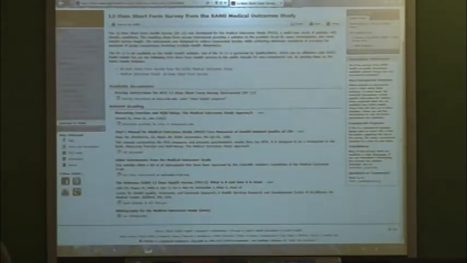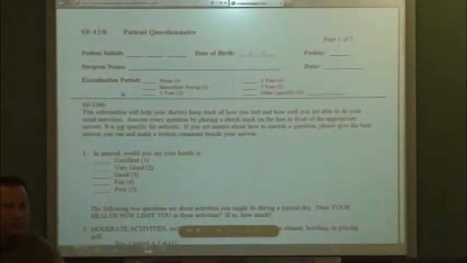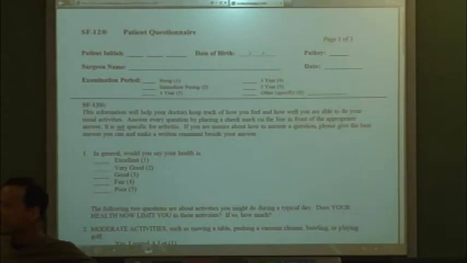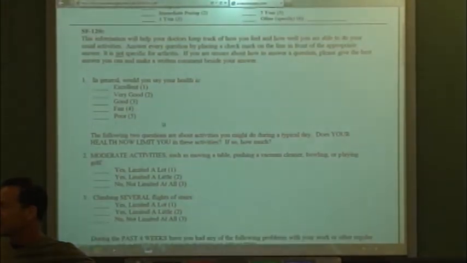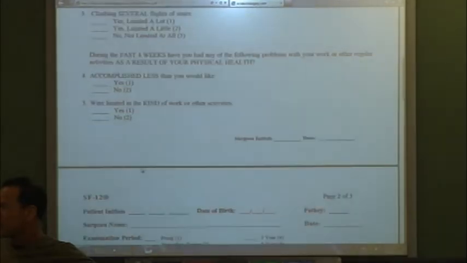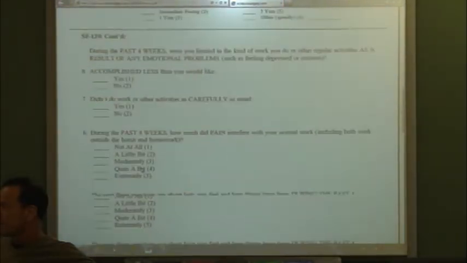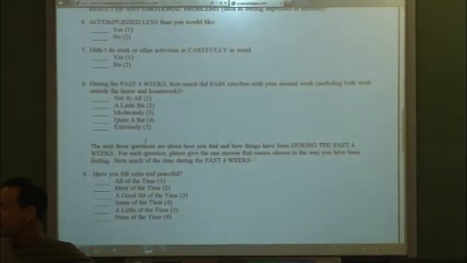So now, let's see if I can find this. And here's the SF12. A few years ago, it was reduced down to 12 items, from 36 down to 12. In general, would you say your health is poor to excellent? Here's one item on moderate activities. One item on flight of stairs. And in terms of psychology, mental health, there's one question on pain.